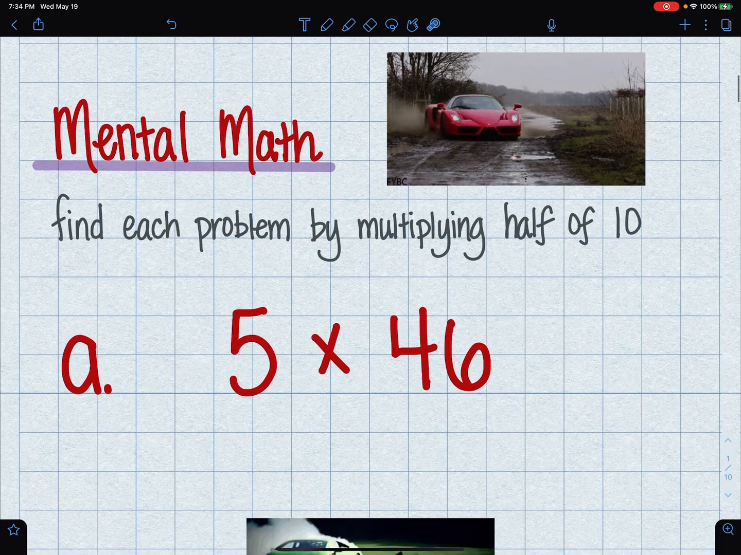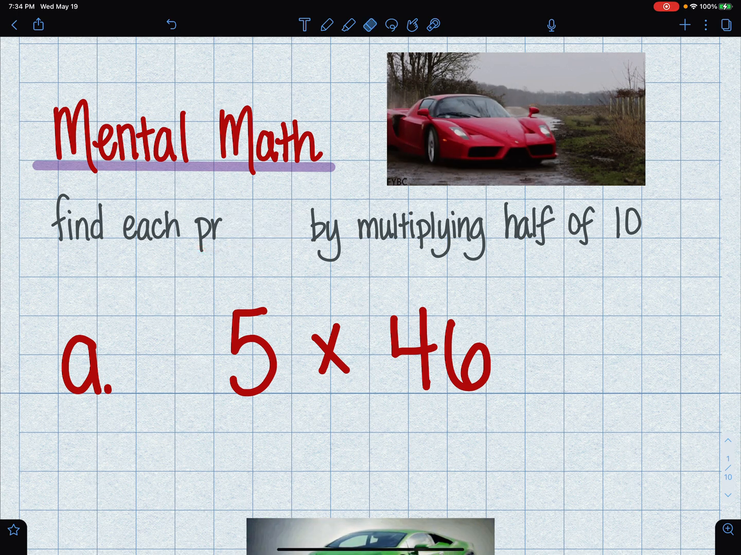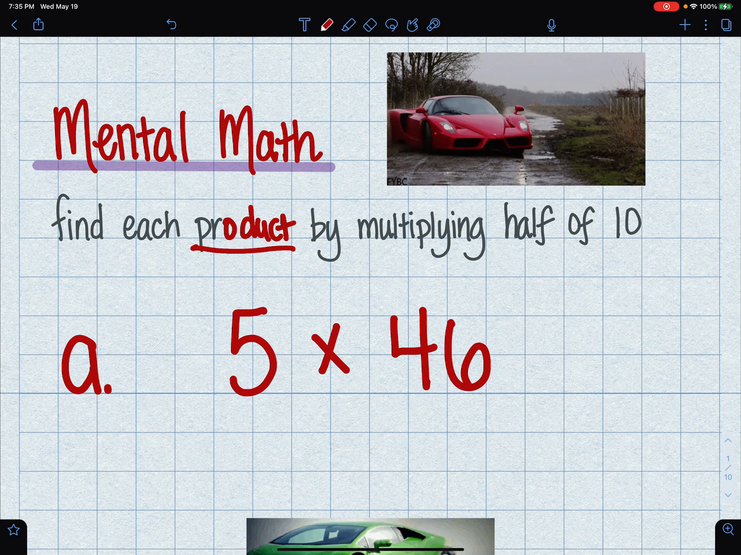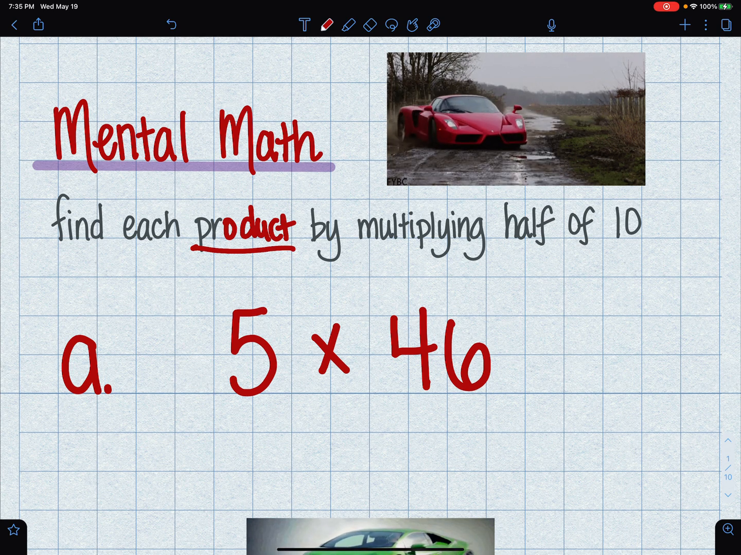Now for mental math, it says find each product. Yeah, find each product, not problem. That should not say problem. It should say product. Find each product. That's the answer you get when you multiply. Find each product by multiplying half of 10. So you know how to do this by now.